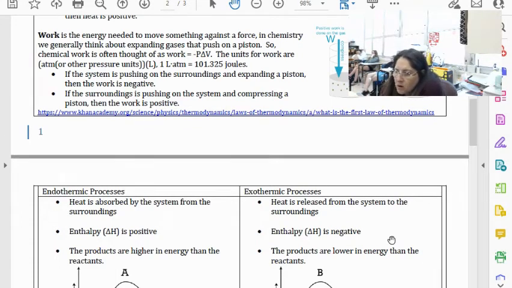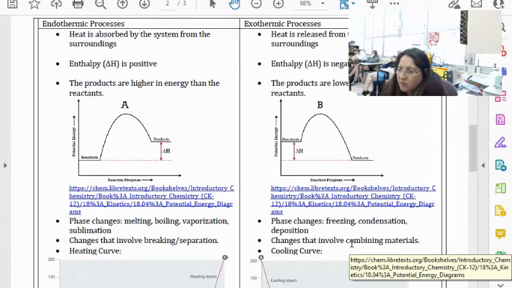All right. When we talk in terms of endothermic processes, that's heat that's absorbed from the system. So enthalpy is going to be positive. Your reactants will have a lower amount of energy than your products. And if we look at the change between that, that is your delta H. Phase changes can also be, it's not just reactions, but it can also be phase changes such as melting, boiling, vaporization, and changes that involve separating of particles, and we'll talk about that in just a minute.